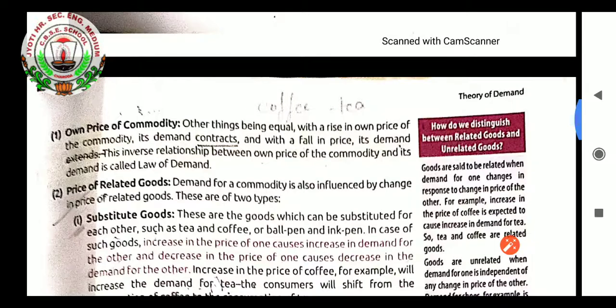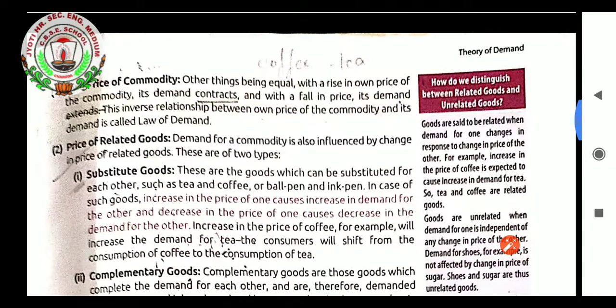Price of related goods. Demand for a commodity is also influenced by change in price of related goods. These are of two types: substitute goods. These are the goods which can be substituted for each other, such as tea and coffee, or ballpoint pen and ink pen. In case of such goods, increase in price of one causes increase in demand for the other, and decrease in the price of one causes decrease in the demand for the other.